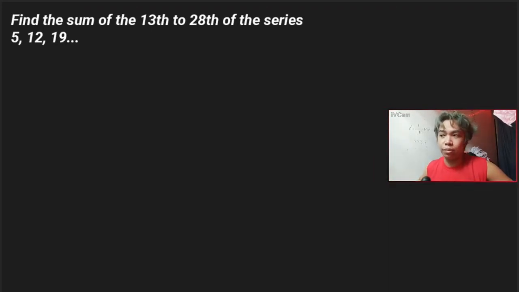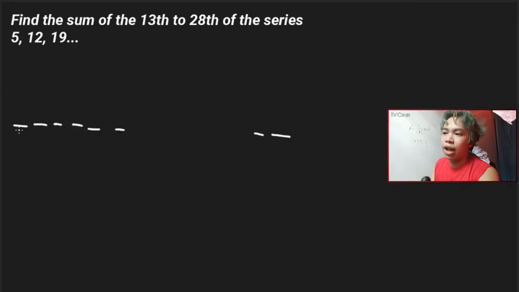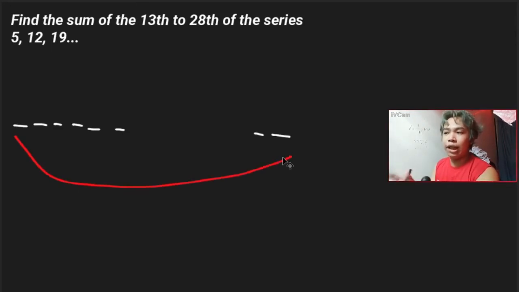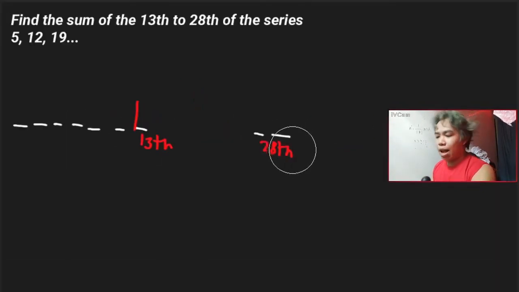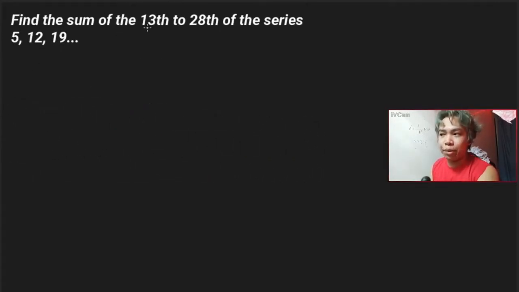Ano ibig sabihin nun? Dati, sa dalawang given, 1, 2, 3, 4, 5, 6, hanggang 28, ipa-plus lahat yan. Dito sa problem na to, magsisimula tayo sa 13th hanggang 28, so hindi natin ipag-a-add lahat. Ito lang part na to. Paano yan? Simple lang. Kailangan nyo lang munang hanapin yung a sub 13, kasi doon mag-uumpisa yung series.